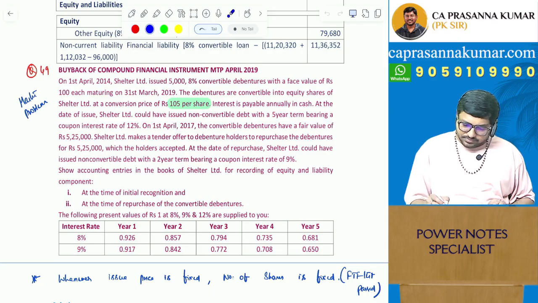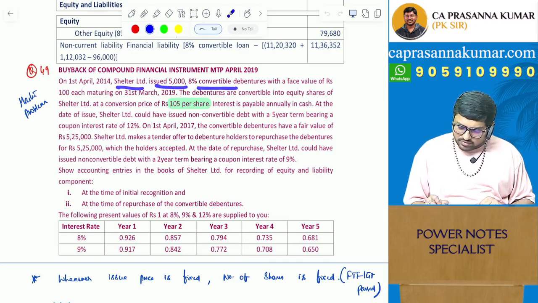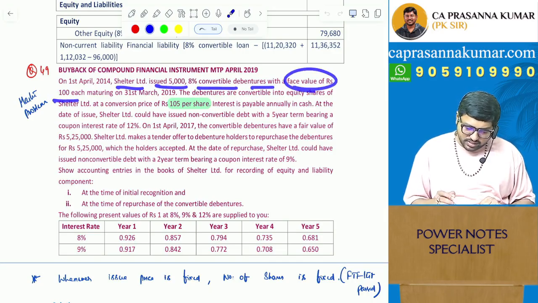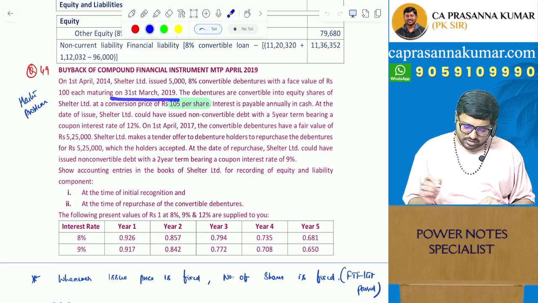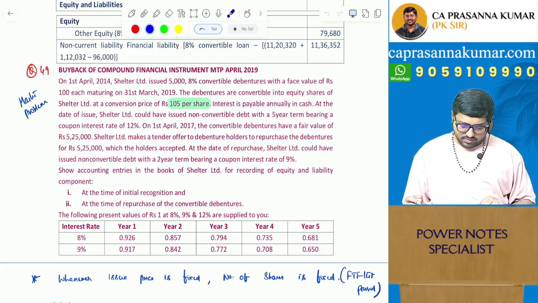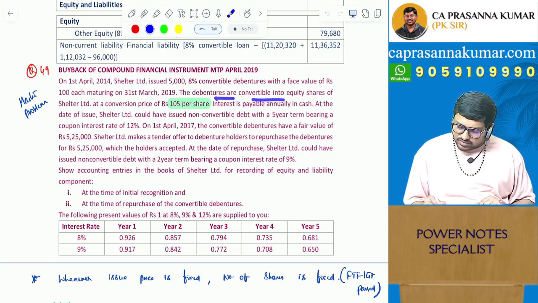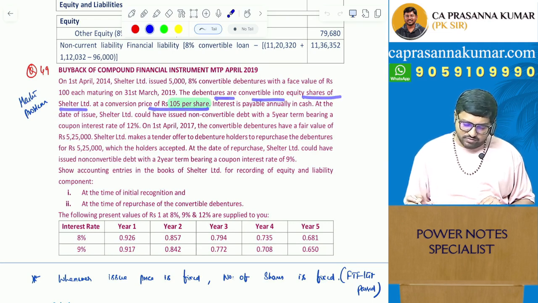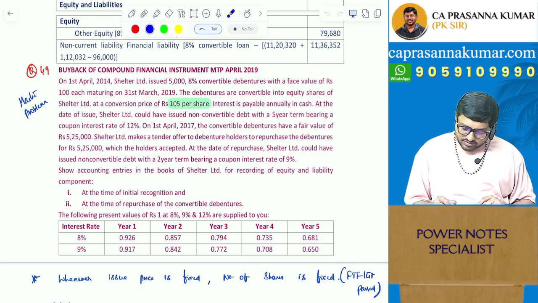All right. On 1st April 2014, Shelter Limited issued 5,000 8% convertible debentures with a face value of 100 each, maturing on 31st March 2019. So in total it is for 5 years. The debentures are convertible into equity shares of Shelter Limited at a conversion price of 105 per share. The conversion price is fixed. So all you have to do is 105 per share, right?